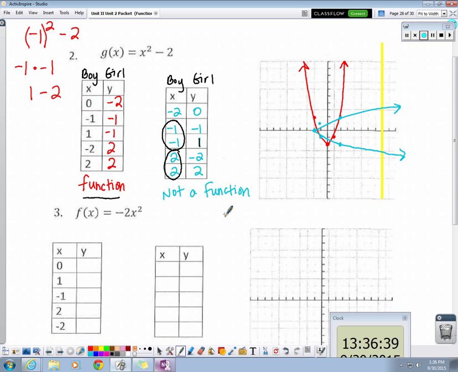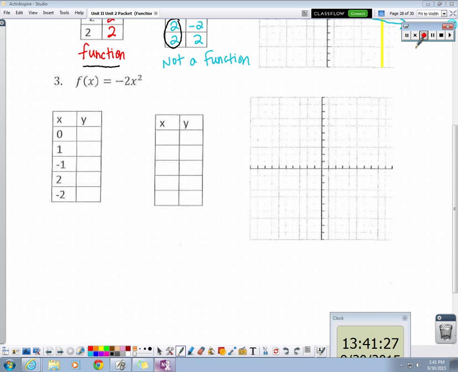Okay? So now I want you to try number 3. Graph the original function, graph the inverse, and see if it's a function. What did you get when you plugged in a 0? Okay, what about 1? Negative 1, 2, and negative 2. Okay. Now to plot it, 0, 0 is right here. 1, negative 2, negative 1, negative 2, 2, negative 8. It's negative 8 right there on it.